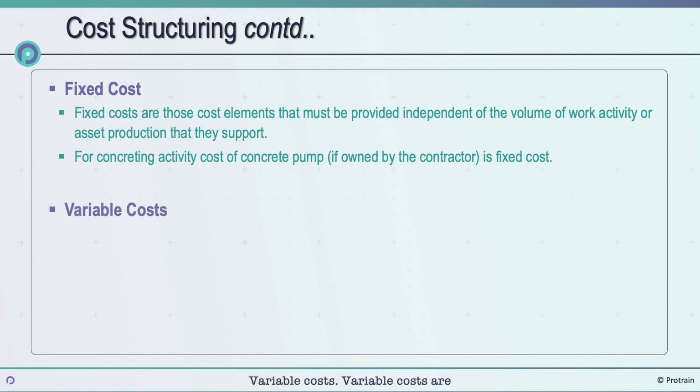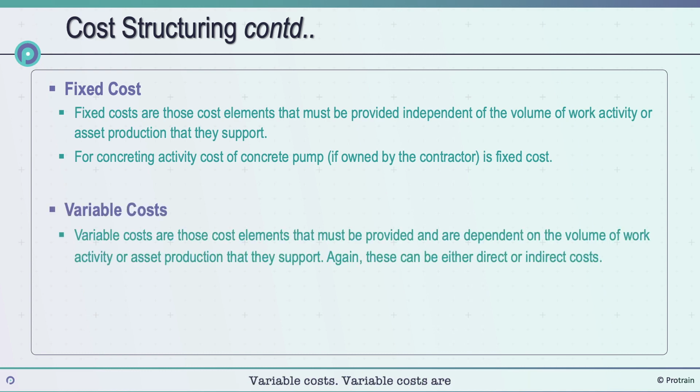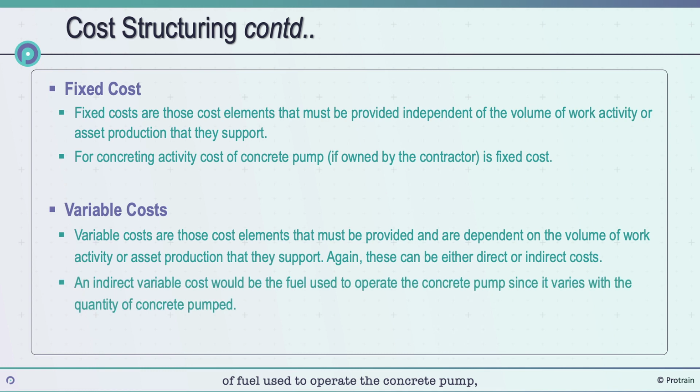Variable costs. Variable costs are those cost elements that must be provided. Variable costs are dependent on the volume of work activity or asset production that they support. Again, these can be either direct or indirect costs. An example of an indirect variable cost would be the cost of fuel used to operate the concrete pump, since it varies with the quantity of concrete pumped.